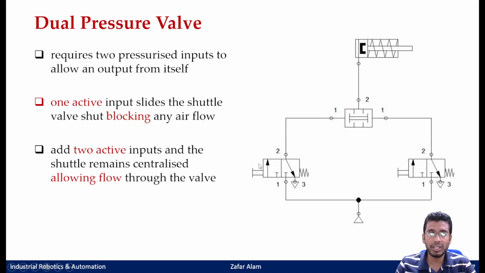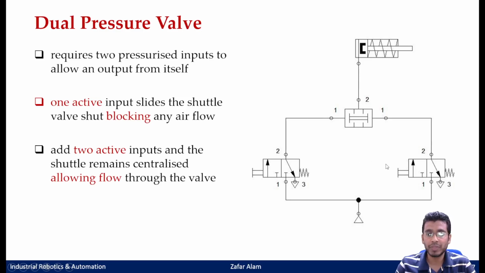Okay, if you only actuate this 3x2 valve, then what would happen? The pressurized fluid would go here through port 1, and it would push this shuttle valve towards this side and block this port. Okay, so it would block the port for both. It will not allow the liquid to go towards this line, and it will also not allow the fluid to flow to this line.